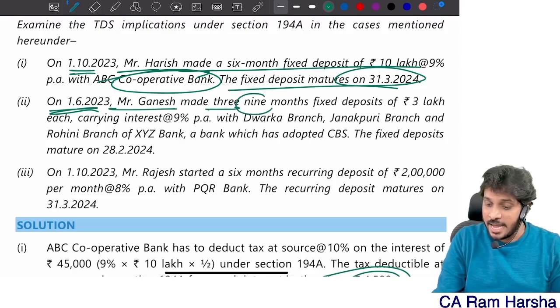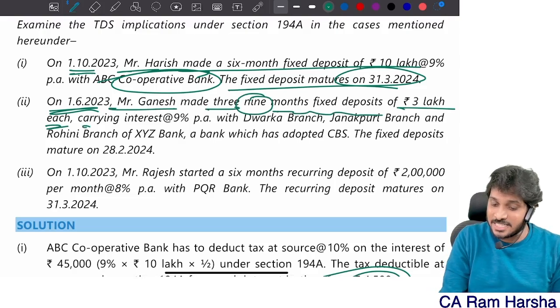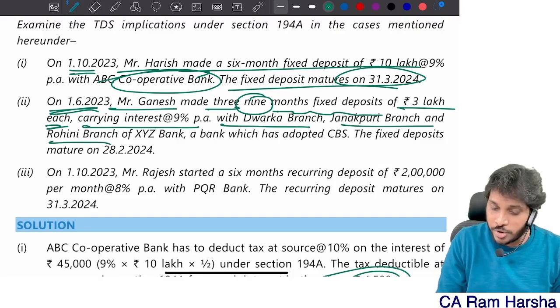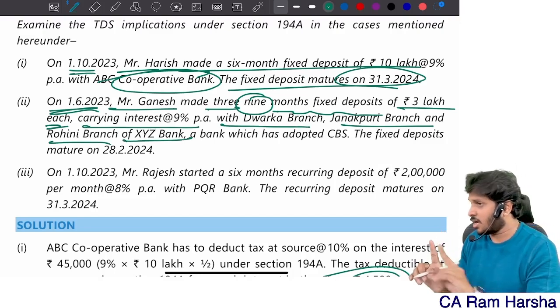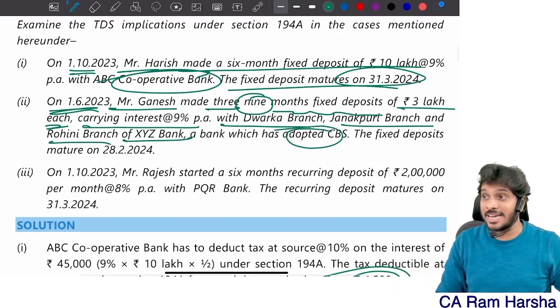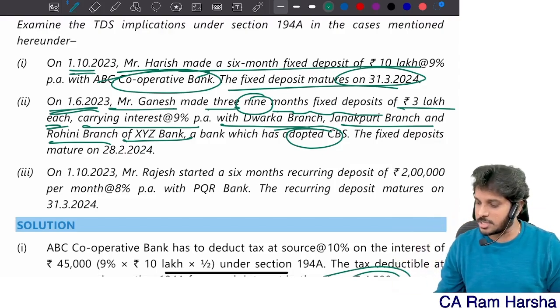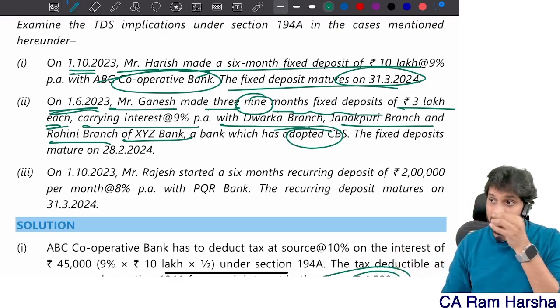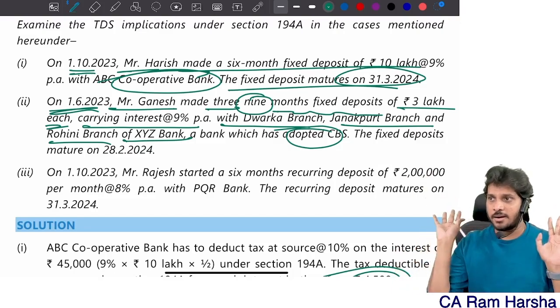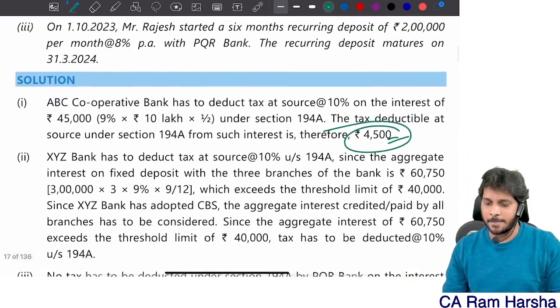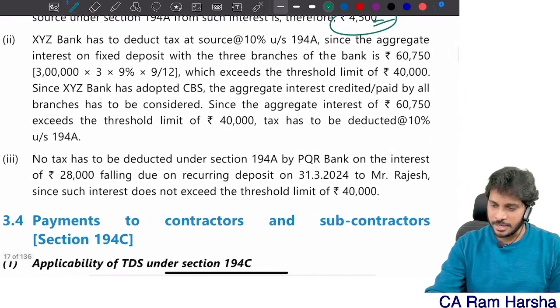Next, on 1st June, Mr. Ganesh made 9 months deposits of 3 lakhs each, carrying 9%, with Dwarka branch, Janakpuri branch, and Rohini branch of XYZ. Same bank, but multiple branches, and the bank has CBS. In such a case, all the branches put together, total interest paid, how much should you see? How much is the deposit? 3 lakhs into 3 branches. Into what's the rate of interest? 9% into 9 divided by 12. How much? 60,750. Since it crossed 40,000 rupees, straight away flat 10%. How much? 6,075. Clear? Easy or not?